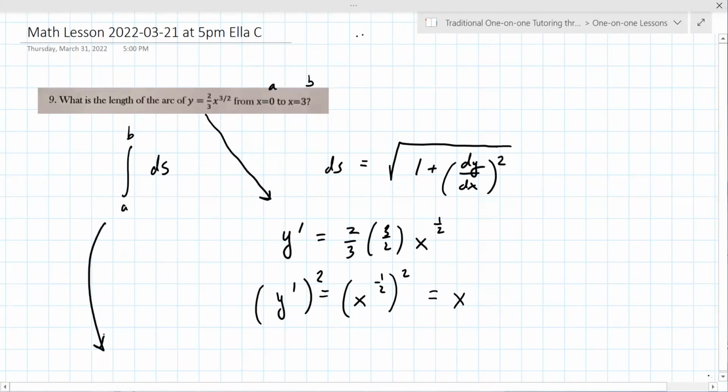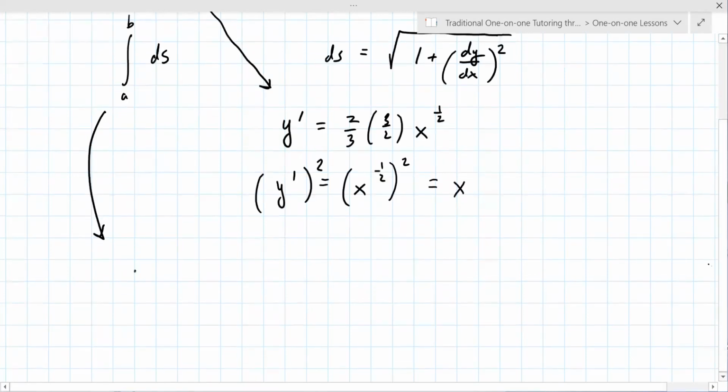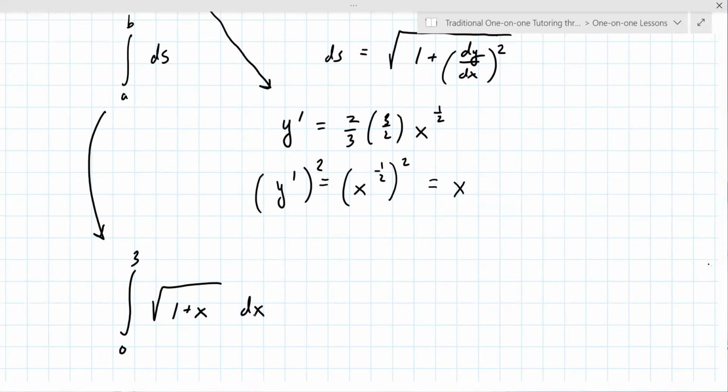And that's one of the things I want to mention here: there's not that many options for them to give you. You probably will only get something that works out nicely, or it'll just say set it up, or it'll say put it in your calculator.